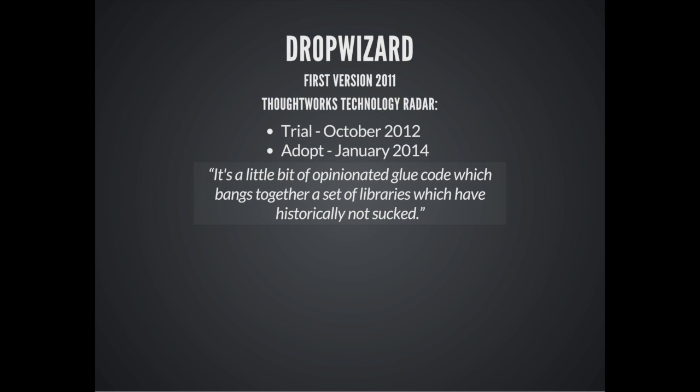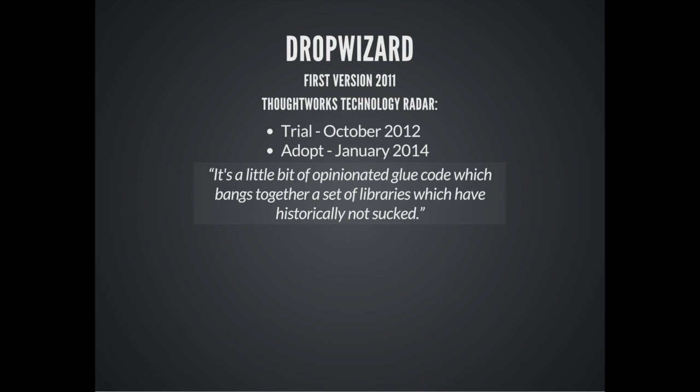Dropwizard is a relative newcomer. The first version was delivered in 2011, but it gained mindshare quite fast. According to ThoughtWorks, that's a large technology consultancy that publishes technology radars now and then, it reached trial stage in October 2012, which is basically, you should look at it and play around. And it reached adopt status in January this year, and that basically means that if you have something where it seems like a good solution, use it, because it's good, stable, useful.